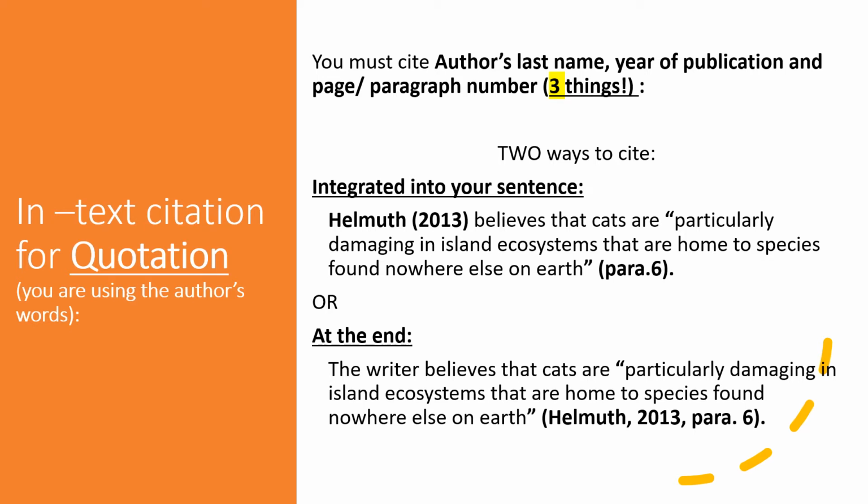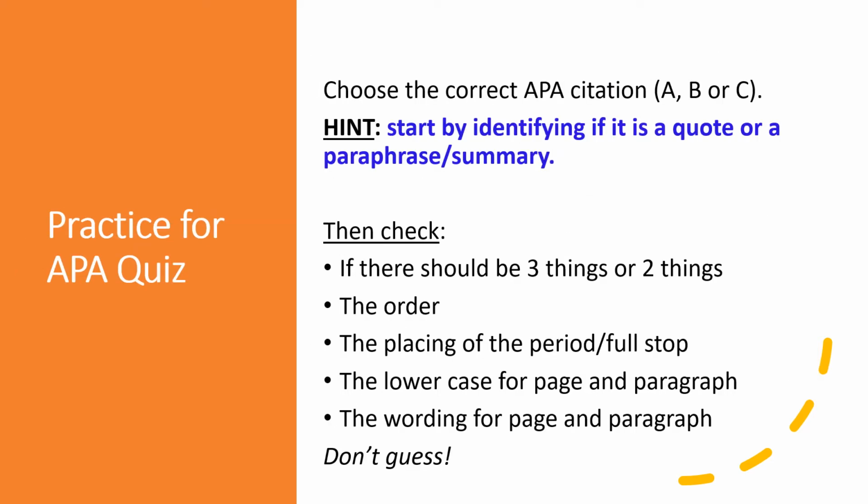Notice the two ways that you could cite. If you find APA difficult, maybe it's easiest to remember to just put all three pieces of information at the end. If you're feeling more comfortable, a nice way to integrate your quote is to use the author's last name and year to introduce it, and then to put the location at the end. Take a look at these hints when you are preparing for the quiz next week. Let's do a little practice.